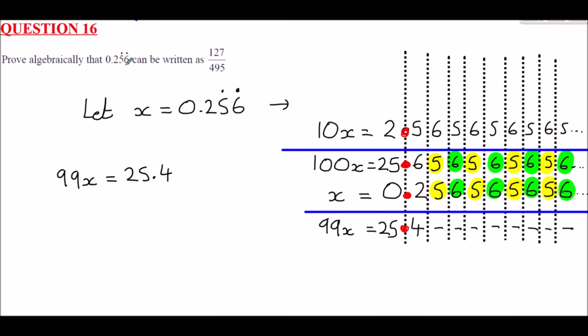We want to work out what x is. We want to show that x is equal as a fraction to 127 over 495. So what we can do here to both sides is divide both sides by 99. And if we do that, we'll end up with x on its own, which is our objective. So therefore, x will equal 25.4 divided by 99.